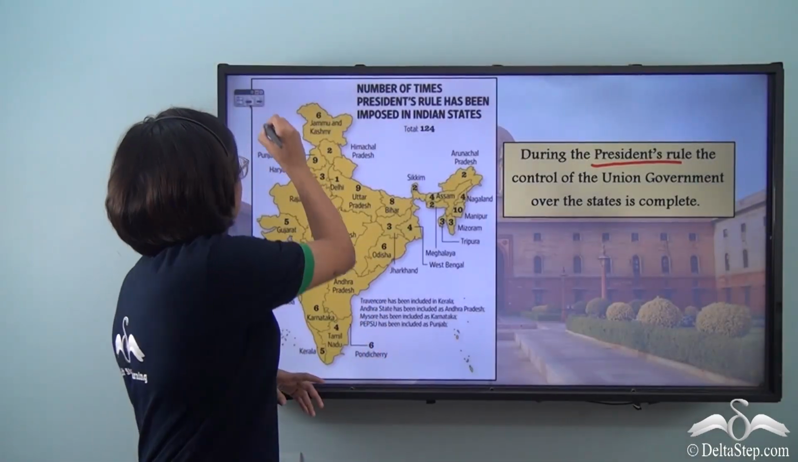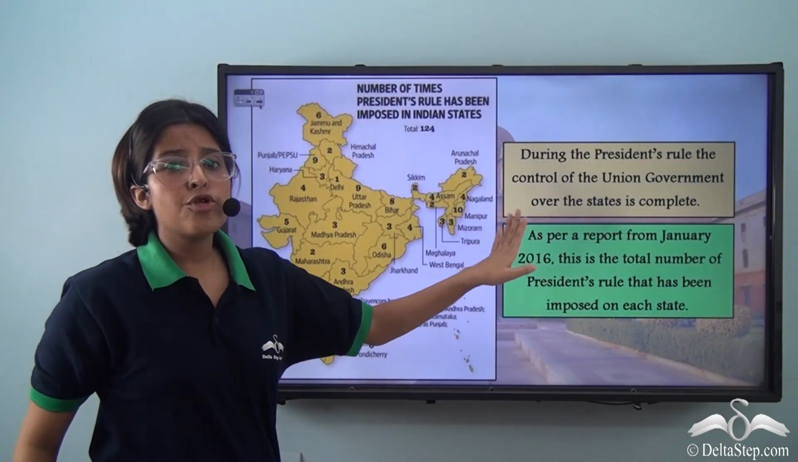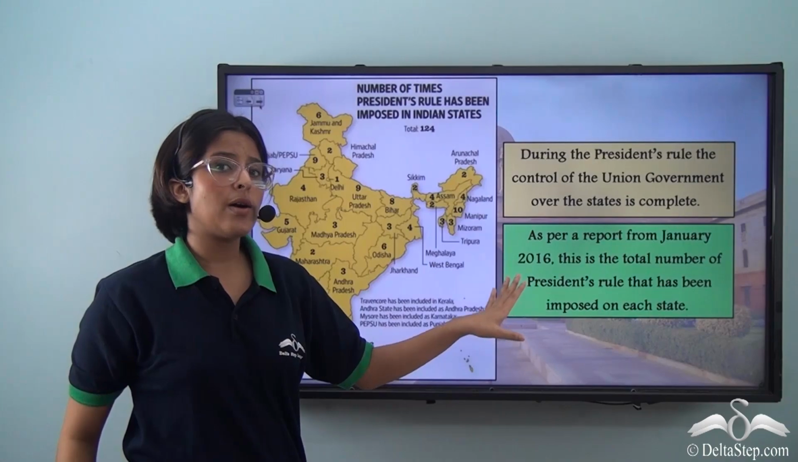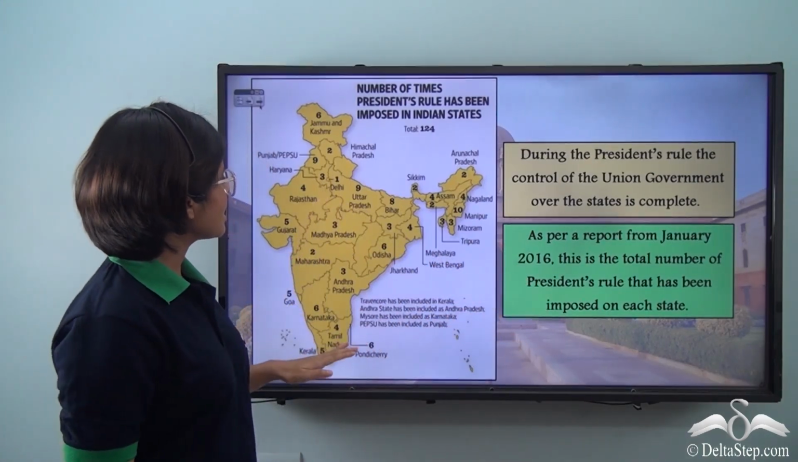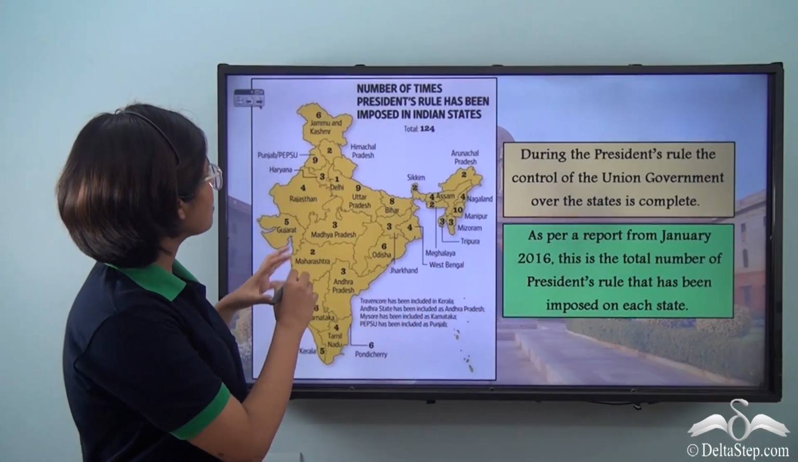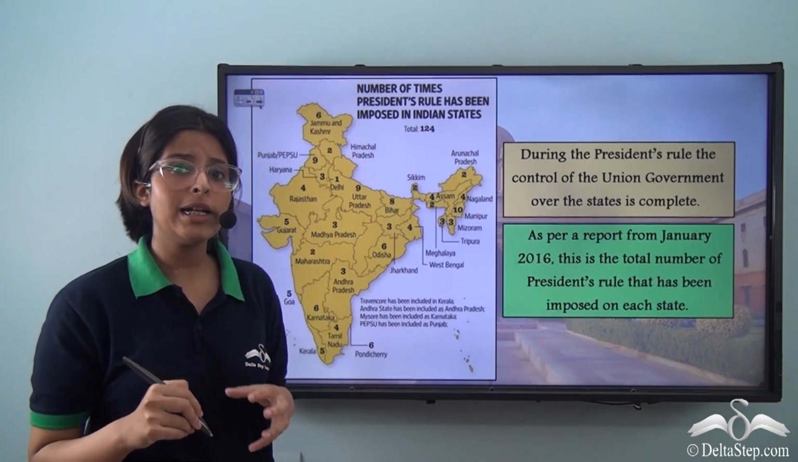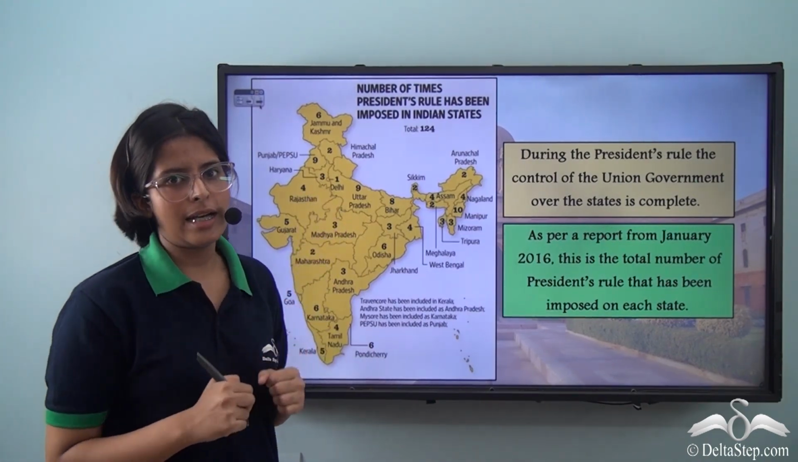And as we can see here, from a report of January 2016, this is the total number of times the president's rule has been applied to each state of India.